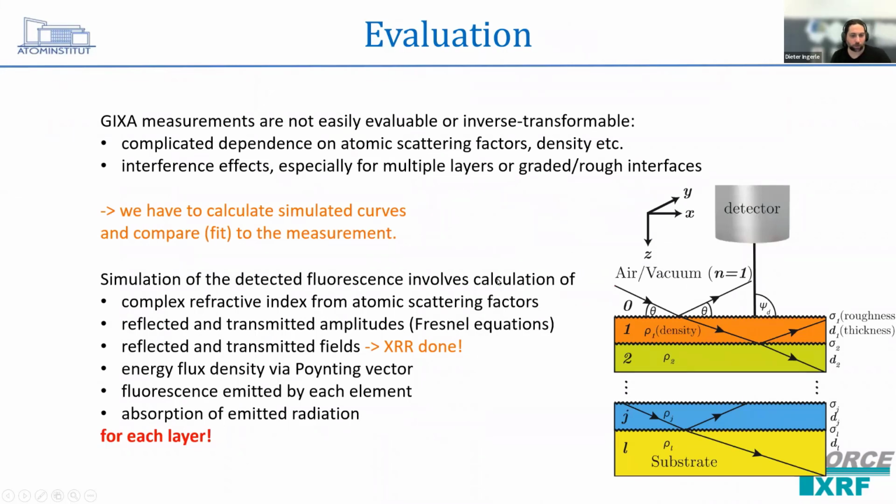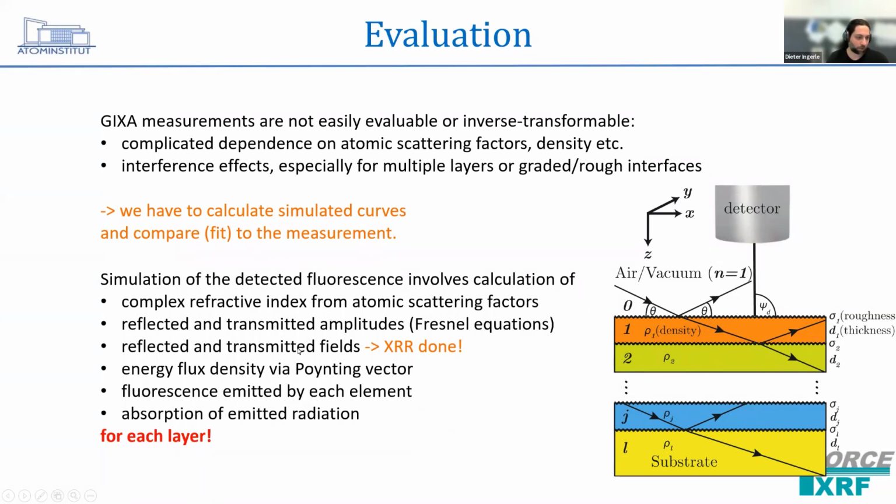So for the calculation, I just want to cover it quickly, and it's relatively complicated. Basically, if you have multilayer samples, you have to calculate for each layer the transmitted and reflected beams and so on. So first, of course, we have to calculate the refractive indices from the scattering factors, then calculate the reflections and transmissions. And the nice thing about XRR is that it's relatively easy.